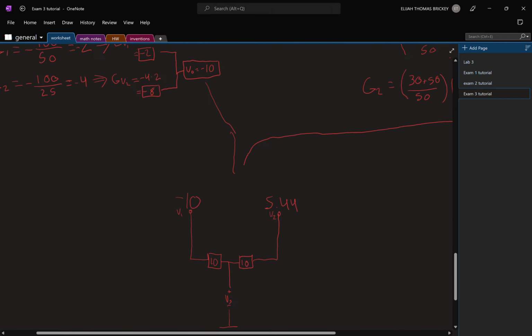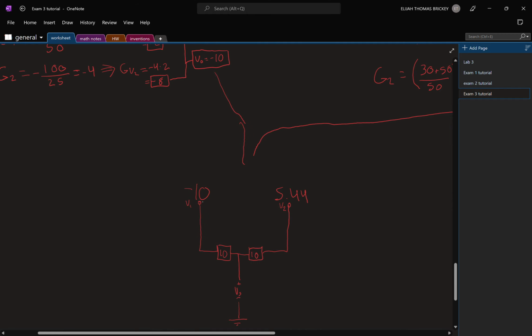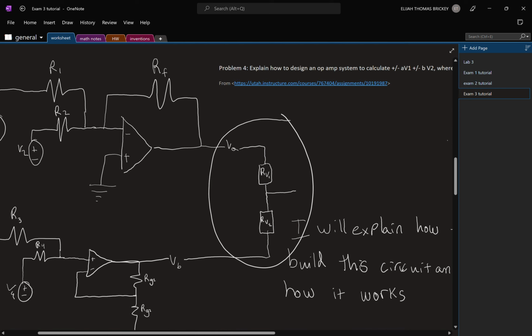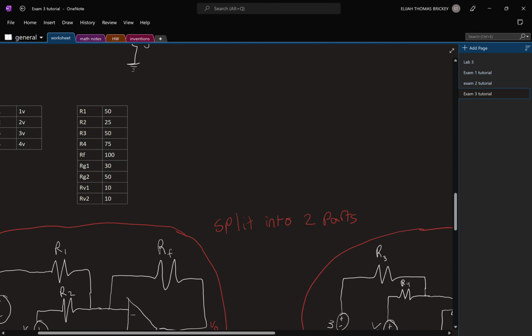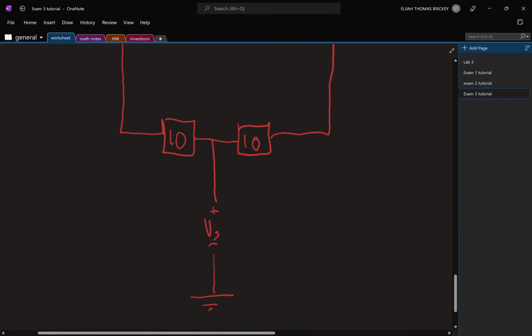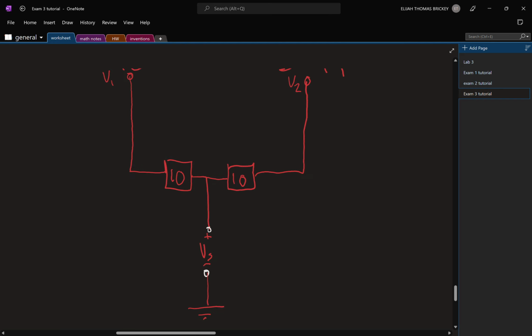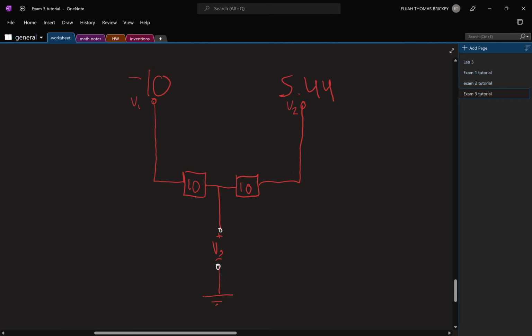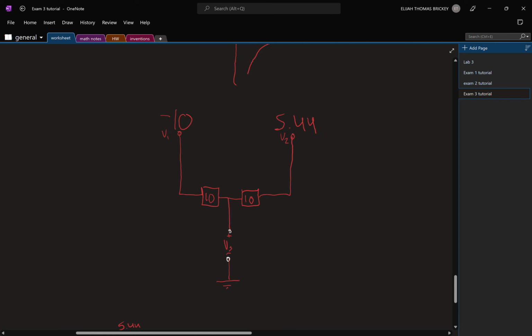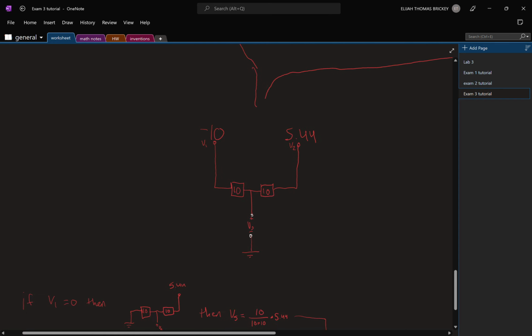Now comes the last part of the equation. You put them together, you have V1 and V2 coming in right here. This is a simplified version of that. I'm going to be measuring the voltage between this output and ground over the 10 ohm resistors. I chose 10 simply because it was a simple number and have them both the same. On this side you have negative 10, this side you have 5.44.